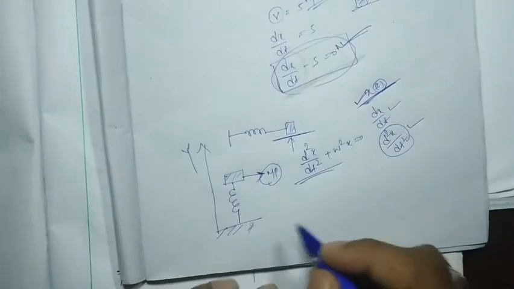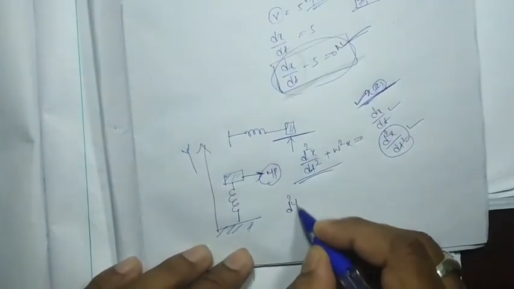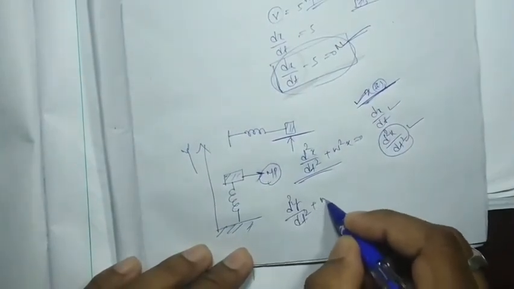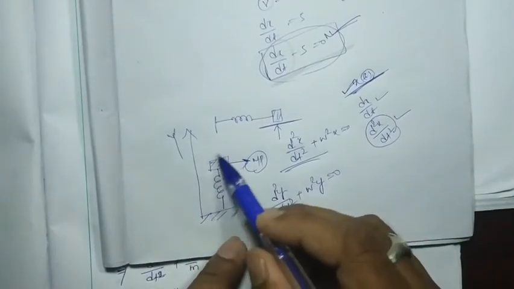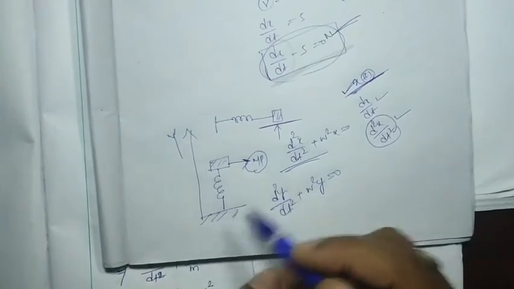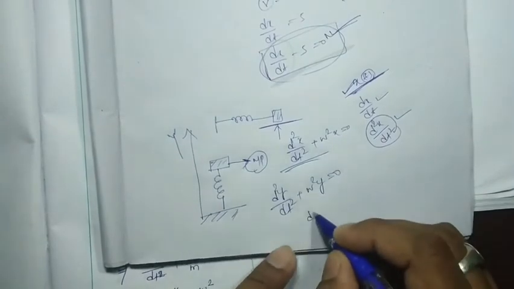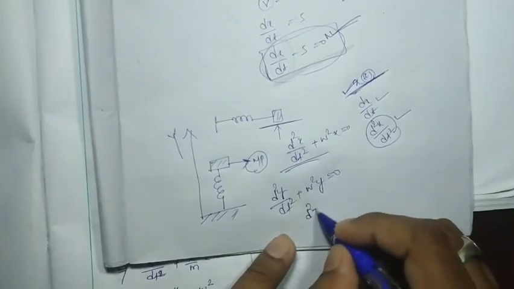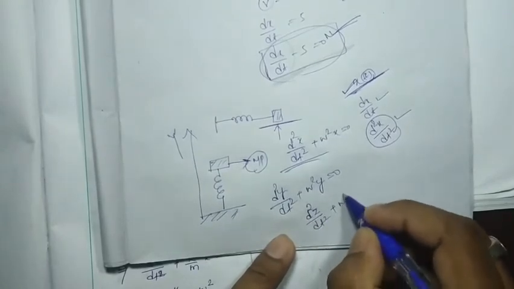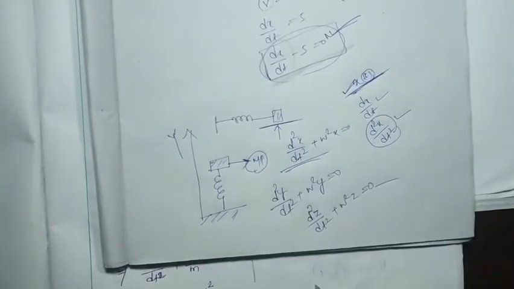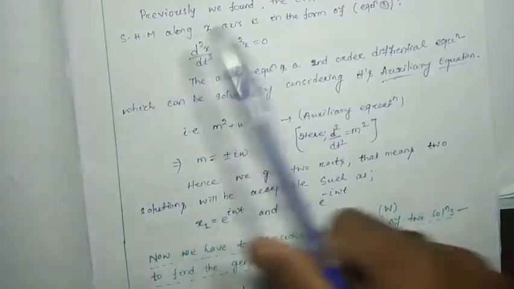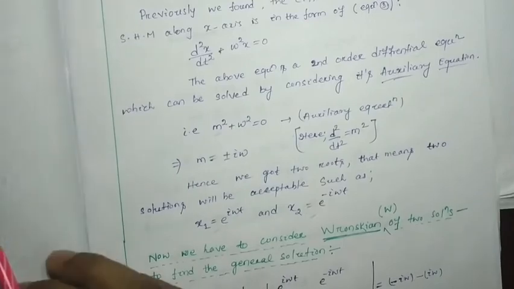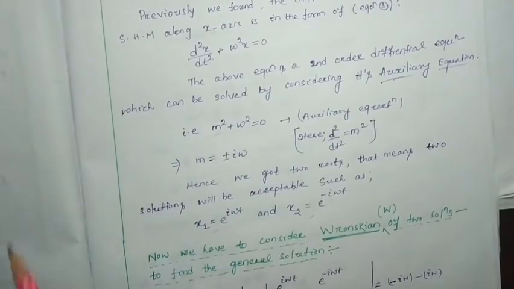If it is so, then what will be its differential equation? It will be d square y by dt square plus omega square y equal to 0. Likewise, if a mass is going to vibrate or oscillate along the z-axis, then its differential equation will be written as d square z by dt square plus omega square z equal to 0. Here, as our mass is oscillating along the x-axis, we consider this one. Now we are trying to solve this differential equation.